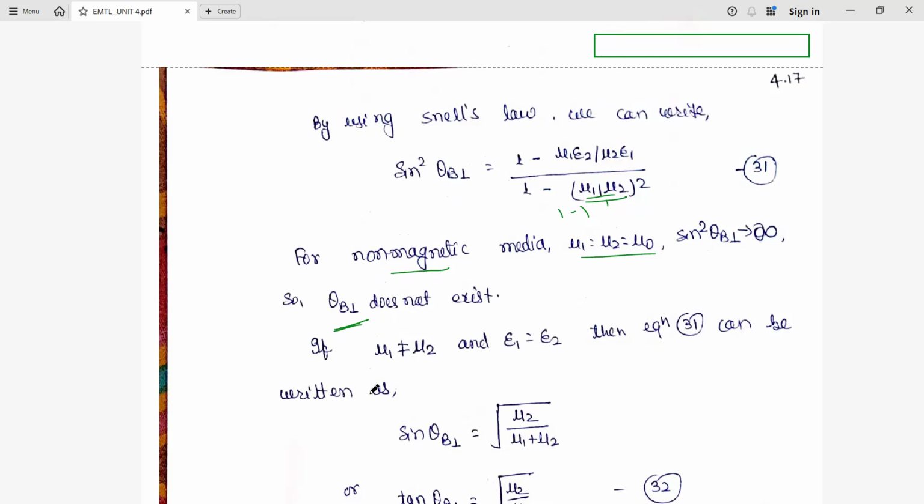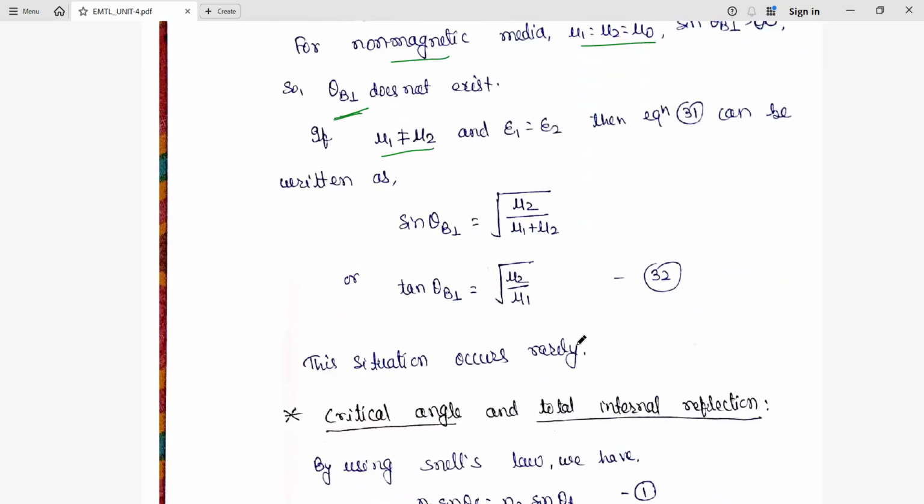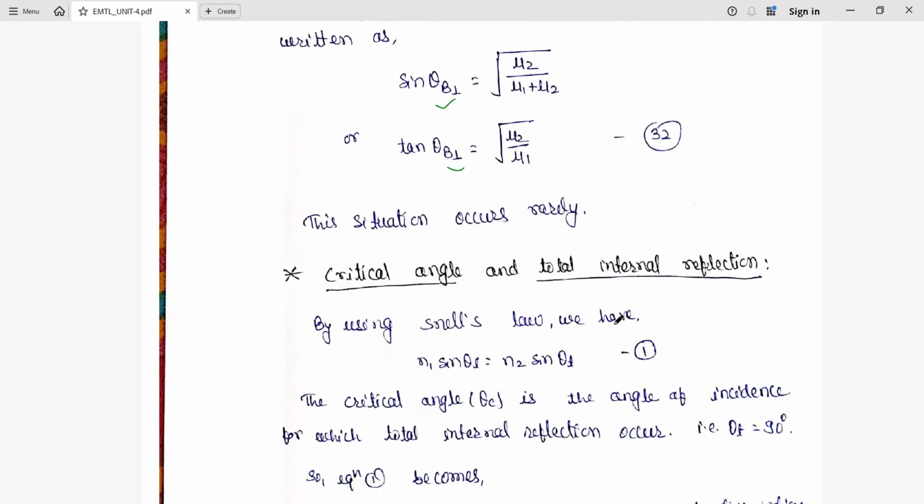Now, if we consider that mu1 and mu2 are not equal, but epsilon 1 and epsilon 2 are equal, then equation 31 can be reduced in this form. So now here the Brewster angle is going to exist in this situation, but this is a rare condition. So the Brewster angle is important in the case of parallel polarization.